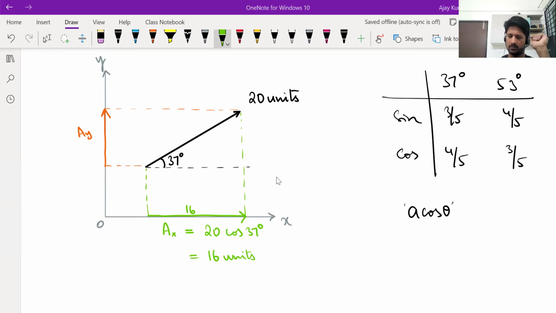Pawan, you tell me, what angle will it make with the y-axis? Tell that first. How much will this angle be? 53. 90 minus 37, that becomes 53 degrees. Correct. Then how will you calculate the y component? Sir, A sin 53. Why will you take sine 53? Justify.